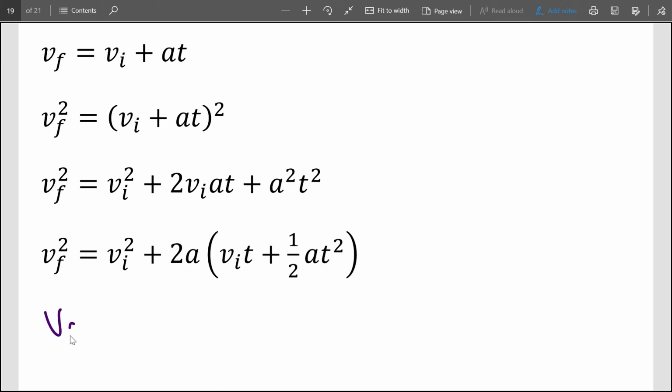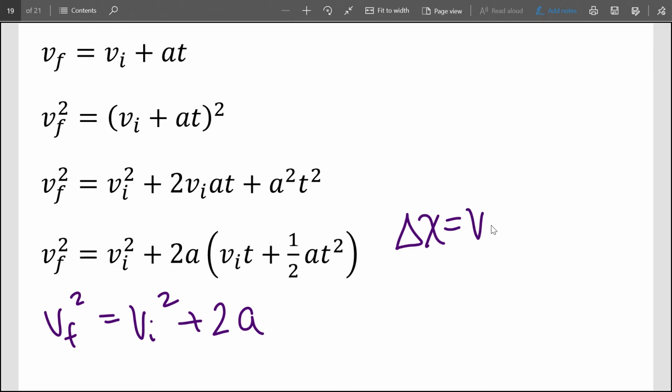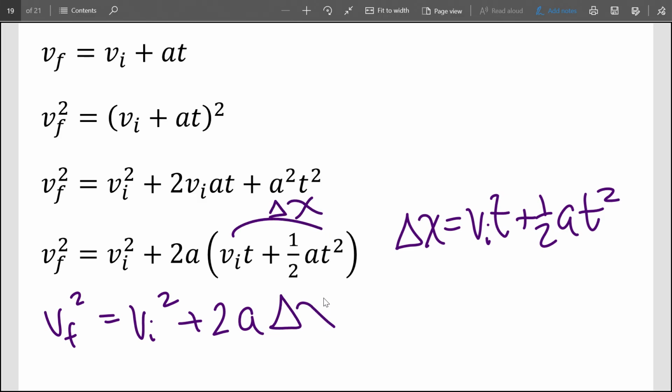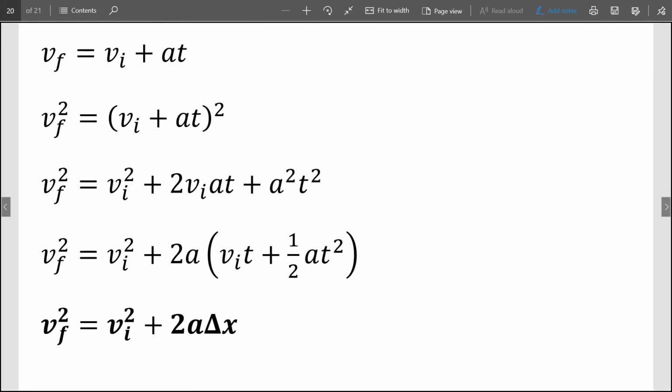So what I'm left with here is VF squared equals VI squared plus 2A, and the displacement curve says that delta x is VIT plus 1/2 AT squared. So this part right here is just delta x. It's just the displacement. There it is. VF squared equals VI squared plus 2A delta x. I don't know the name of that equation. It's very handy. Because it has the displacement, it doesn't have any dependence on time, just initial velocity, final velocity, acceleration. It deserves a name. Maybe it has one. I just don't know what it is.